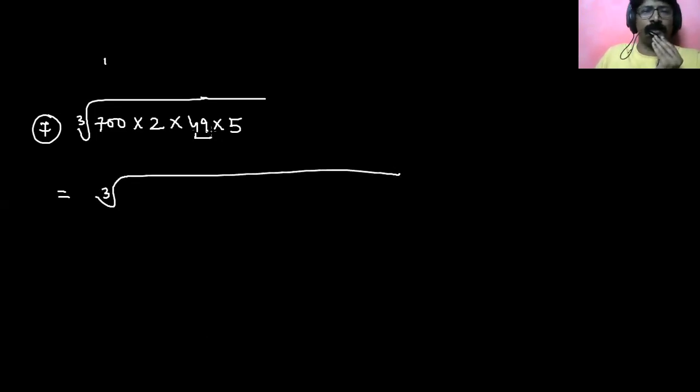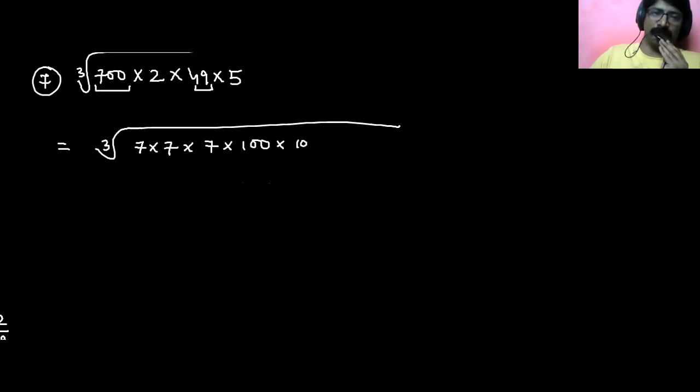This can be done as 7 into 7, isn't it? So I'm writing that 7 into 7. This can be done as 7 into 100, isn't it? So I'm writing that 7 into 100. And then I finished these. And then 2 into 5 can be done as 10, isn't it? And if you could not fix that also, you can simply keep doing prime factorization, guys. So this will become cube root of 7 into 7 into 7, so you can write 7 cube, into cube root of 1000, so it is 10 cube.